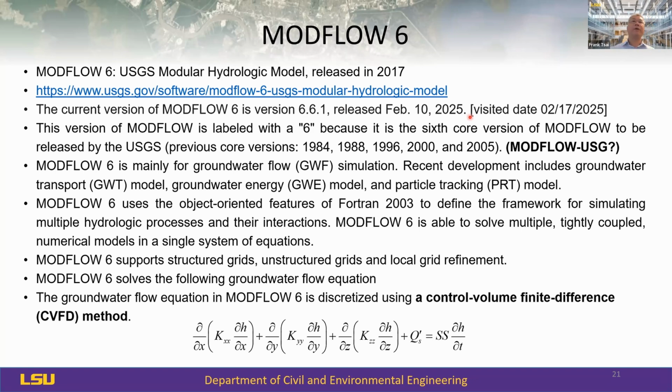MODFLOW 6 is the sixth generation of MODFLOW. Before MODFLOW 6, you have MODFLOW released in 1984, 1988, 1996, 2000, and 2005. If you are a groundwater modeler and use MODFLOW, you will understand this very well. And you will see a missing link here: before MODFLOW 6 was released, there was MODFLOW-USG. MODFLOW-USG was designed for unstructured grid modeling. However, USGS did not classify MODFLOW-USG as part of their core version. So the next core version is MODFLOW 6.